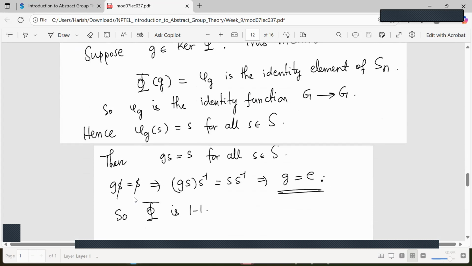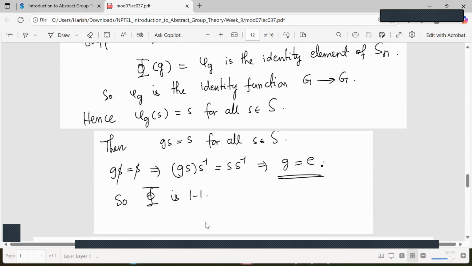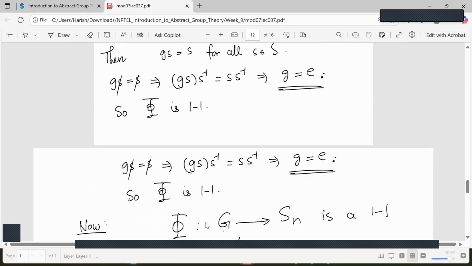Thus, this map phi is 1-1. Clear? So we first showed that there is a map from G to Sn. Then we proved its homomorphism part. And now we have established its 1-1 part, right? Till now, it's clear. Yes, sir. So if there is any doubt, you can ask me. Otherwise, we will proceed.